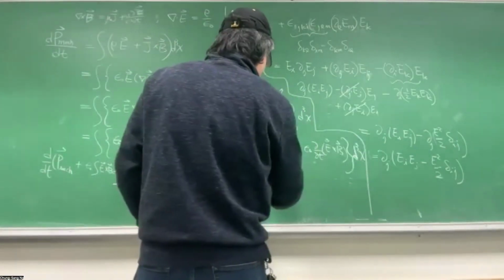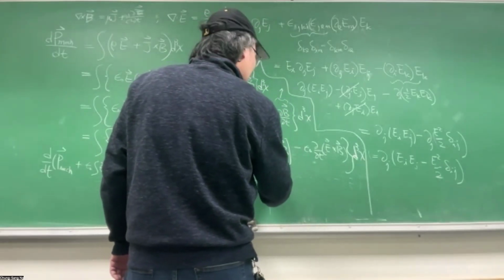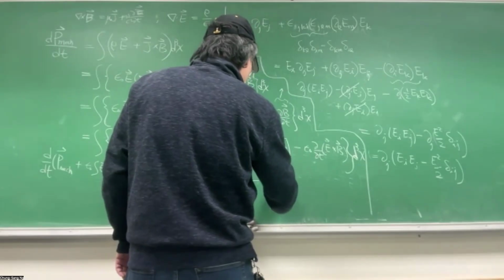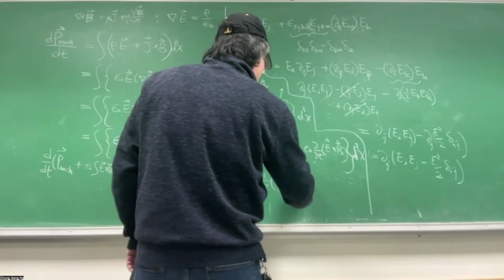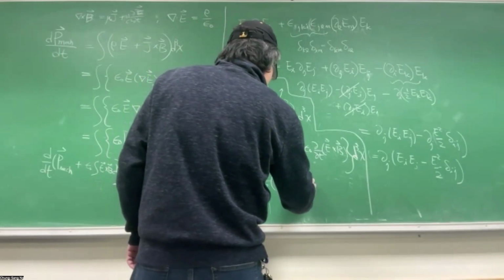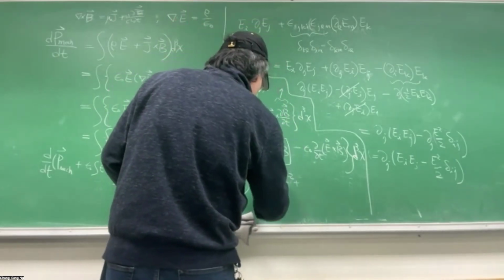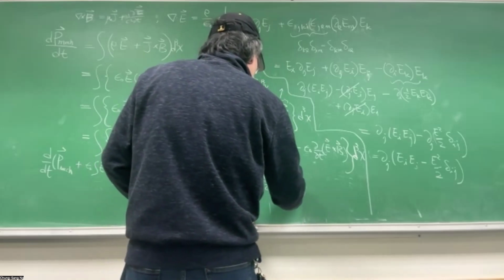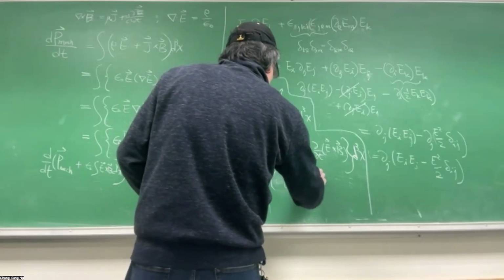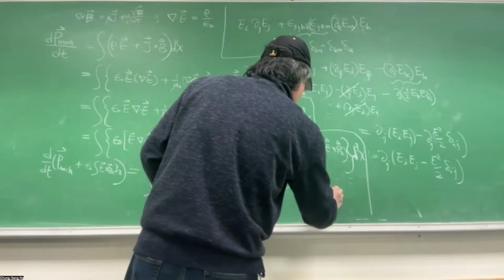And then the second term is minus 1/2 of epsilon 0 E squared. No, epsilon zero is out. Epsilon zero out. E squared plus c squared B squared. Just like that. And then delta_ij.